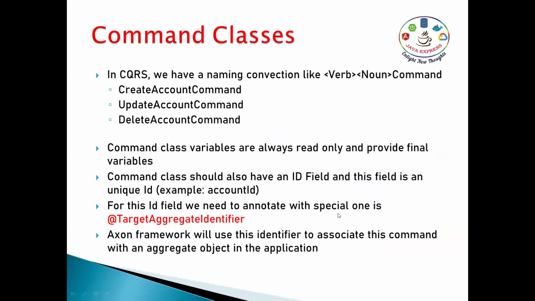There are a couple of terminology conventions we need to understand to implement the CQRS coding part with the Axon server. Starting with the basics, how do we name our command classes? We have a naming convention: verb, noun, and the suffix Command. What is the action we are doing? Create account. The noun here is account, and create is the verb, suffixed with Command.